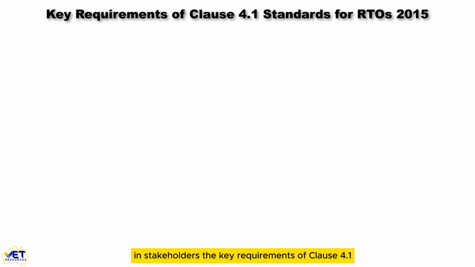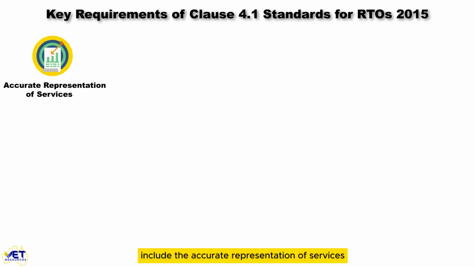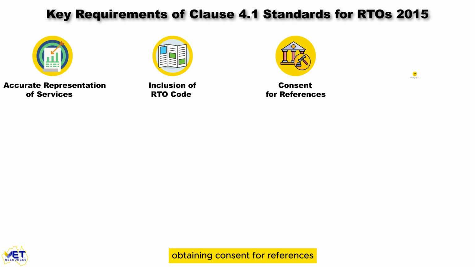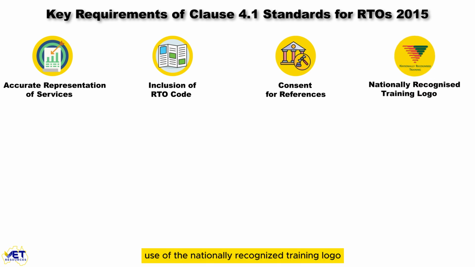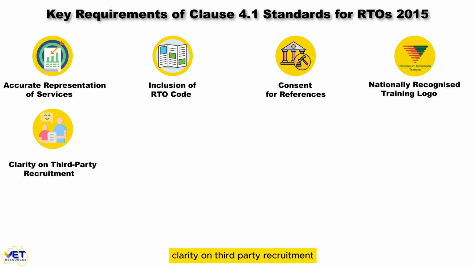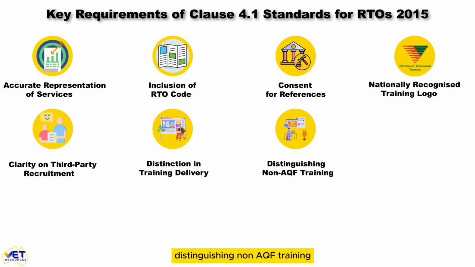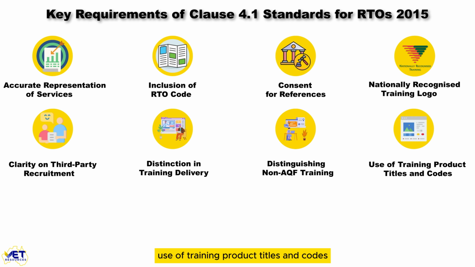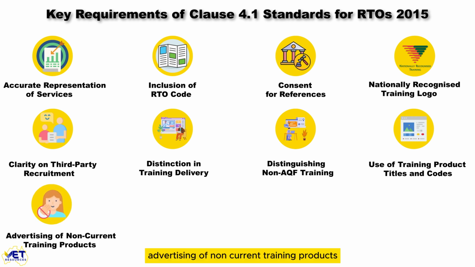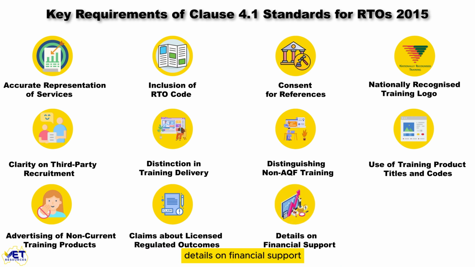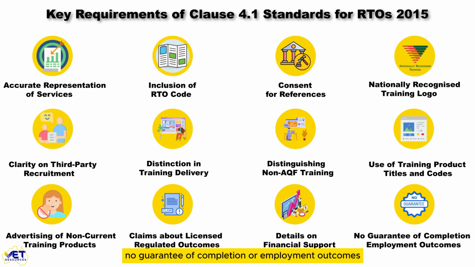The key requirements of Clause 4.1 Standards for RTOs 2015 include the accurate representation of services, the inclusion of the RTO code in marketing materials, obtaining consent for references, and the proper use of the nationally recognized training logo, clarity on third-party recruitment, distinction in training delivery, distinguishing non-AQF training, use of training product titles and codes, advertising of non-current training products, claims about licensed or regulated outcomes, details on financial support, no guarantee of completion or employment outcomes.